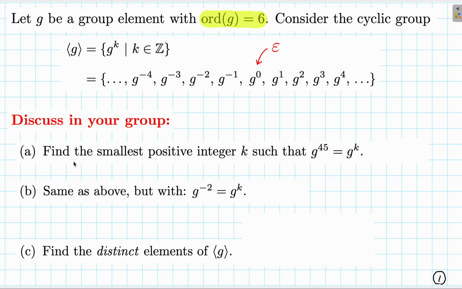First, please find the smallest positive integer k such that G to the 45 is equal to G to the k. Part B, same as above, but with G to the minus 2. And then part C, find the distinct elements of bracket G. And for all of these, do keep in mind that the order of G is 6. So if you could pause the video and give these questions a try, and we'll go over them in a moment.